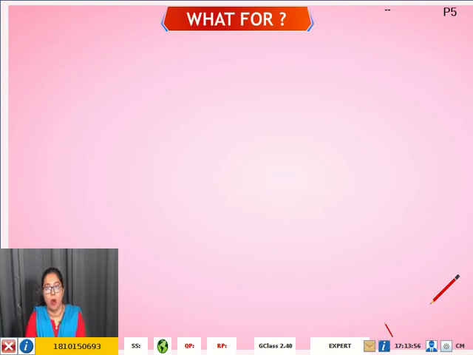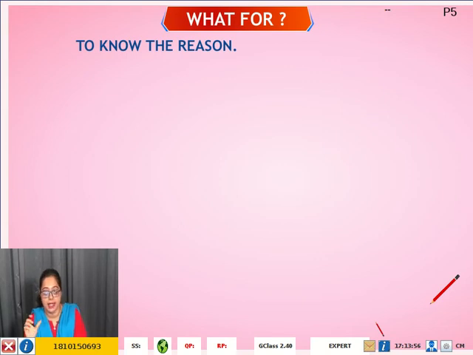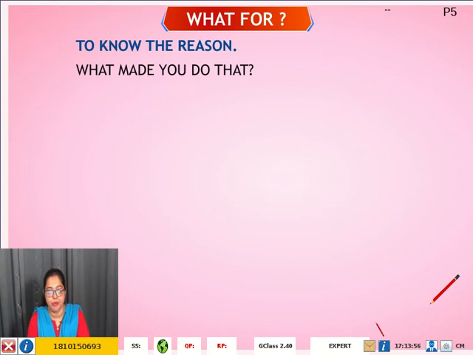And now, what for is another word. Where do we use the question word what for? What for is basically used to know the reason. So, what for are you going there? What for are you doing this task? These all are the sentences which are basically used to know the reason. Okay, so have a look at the examples.